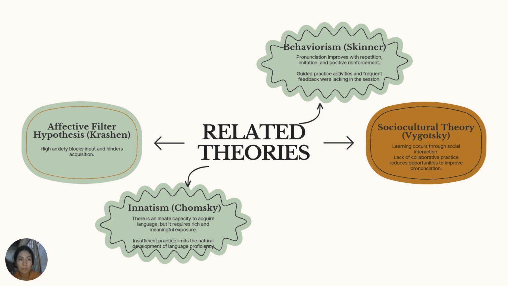Also, the theory says that a low level of anxiety, like a low affective filter, helps students learn faster and with more confidence, like not being too afraid to participate in class, maybe because the student is afraid that their classmates will laugh at their pronunciation, at the way that he is trying to speak. That is the main aspect this theory tries to avoid.